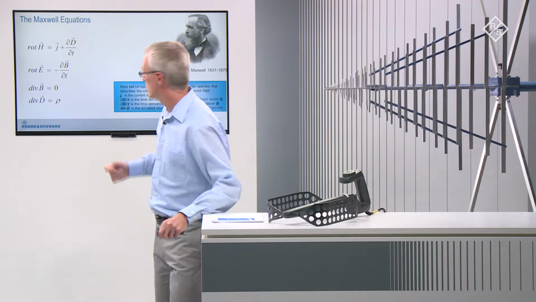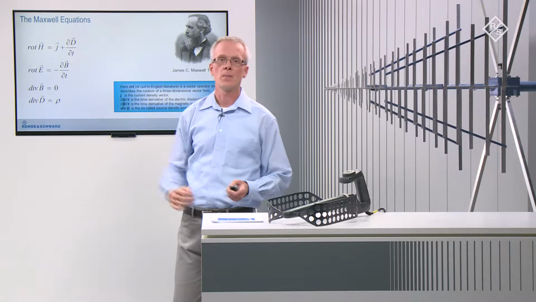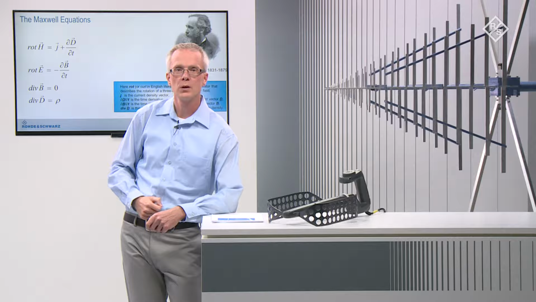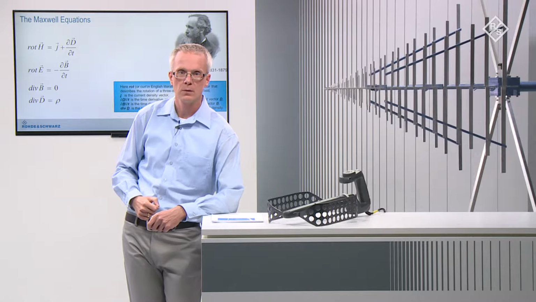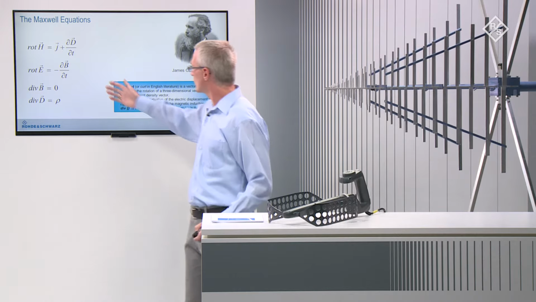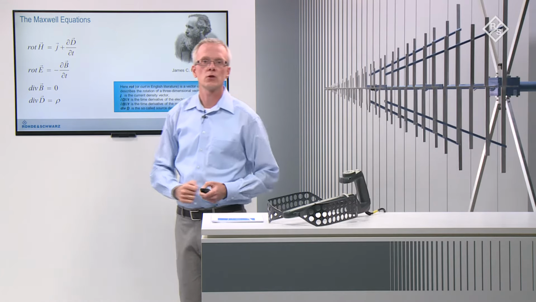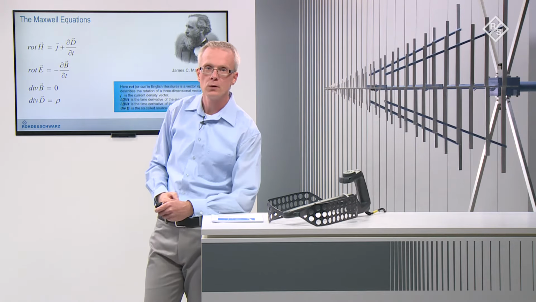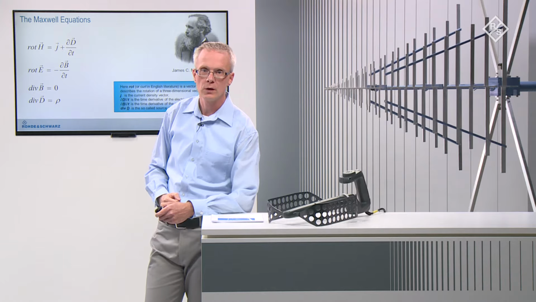The first equation is also known as Ampere's law. It states that any change of the electric field over time causes a magnetic field. Equation 2 is Faraday's law of induction. It describes that any change of the magnetic field over time causes an electric field.